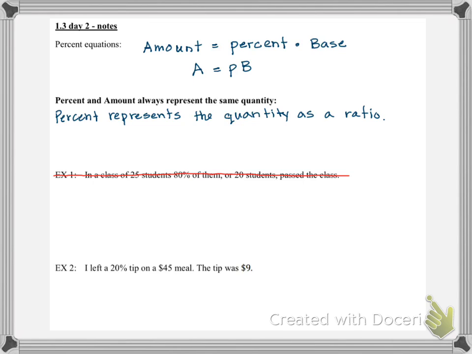So if I say 90% of students pass Math 121, it doesn't tell you how many students pass 121. It just gives you a ratio, right? That 90 out of 100 always pass it. So it's a ratio rather than a set number of people. But it's representing the people that passed.